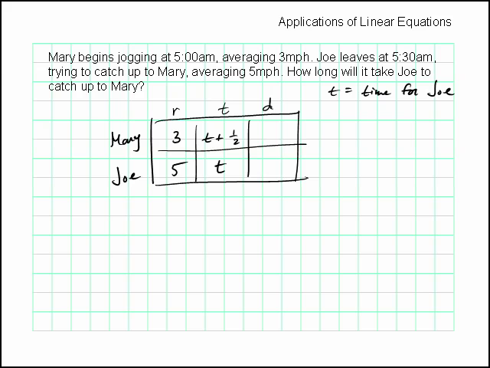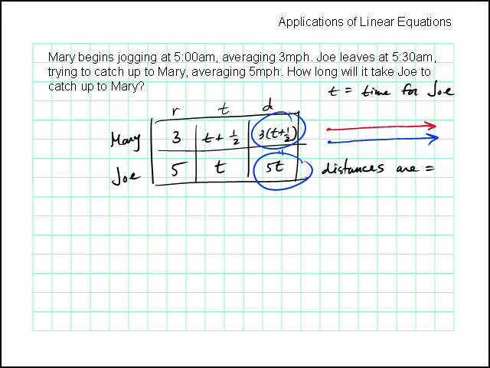Okay, once again we're going to multiply across to get our distance. This is 3 times t plus a half, and this is 5t. Now, just like the last problem, we're going to set those distances equal to each other. If Mary leaves and starts walking, and then Joe leaves later and tries to catch up, the point at which he catches up makes the distances equal. So distances in this problem are equal. I'm going to set this equal to this.